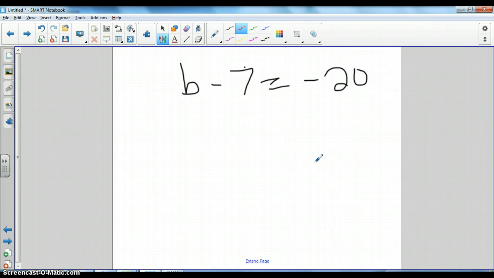Okay, the next one is b minus 7 equals negative 20. So we have a minus here. The opposite of subtraction is addition. So we are going to add 7 to both sides.